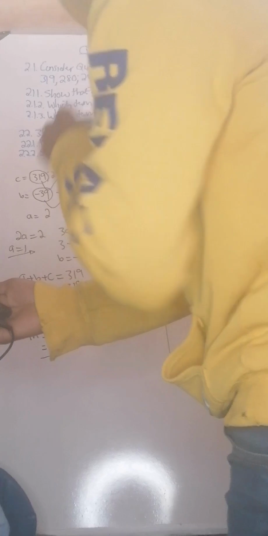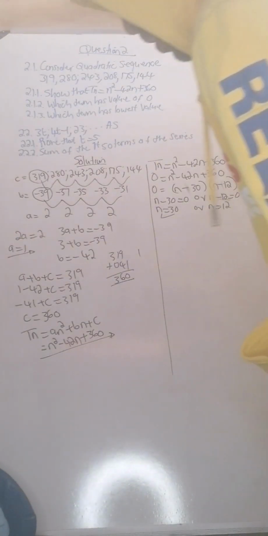30 squared, minus 42 into 30 plus 360, and I get a 0. So this is correct. So obviously 12 has to be wrong. So let me just prove this. And with 12 also I get 0.